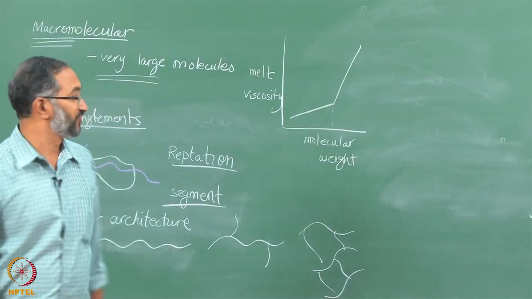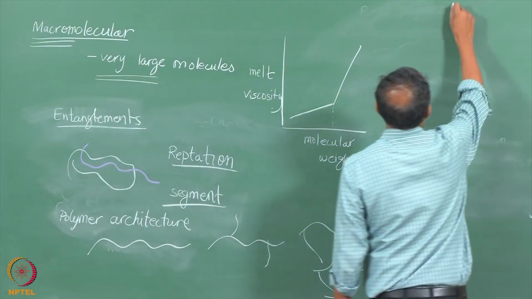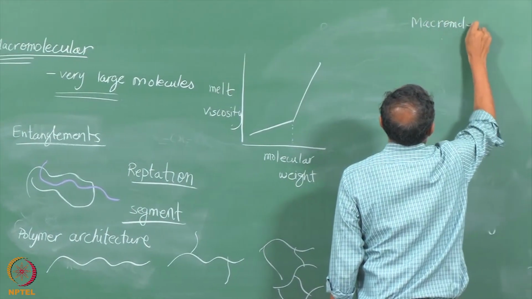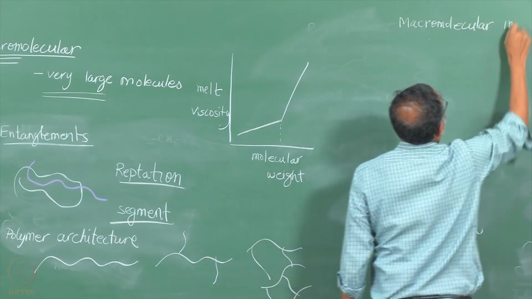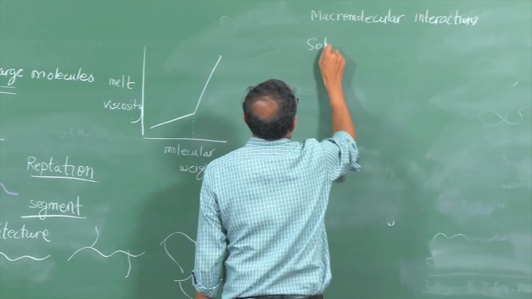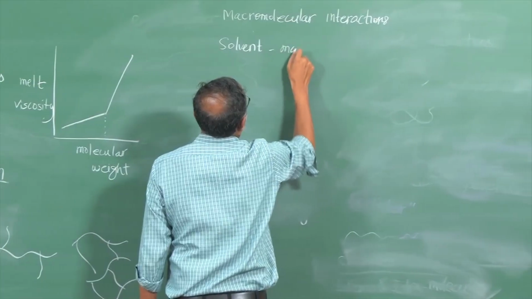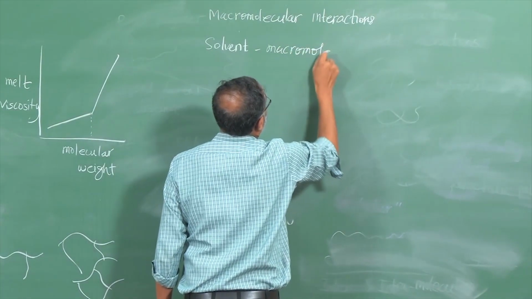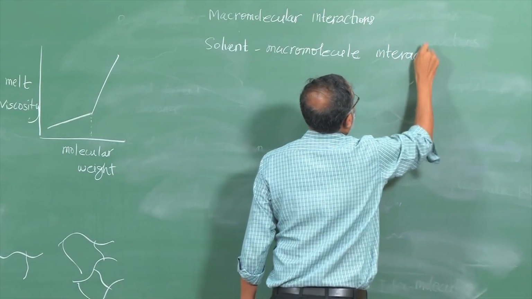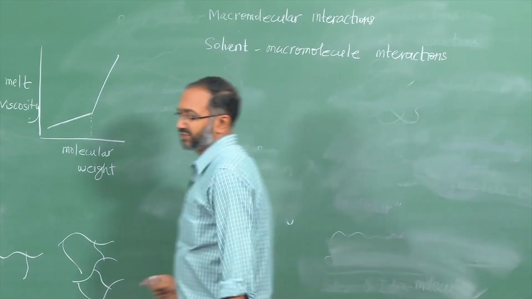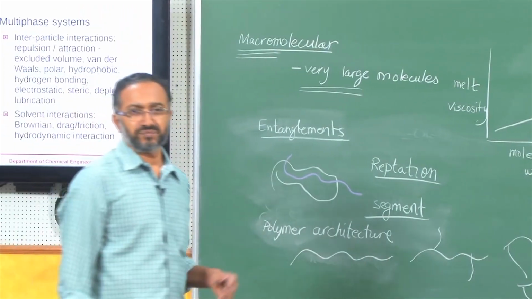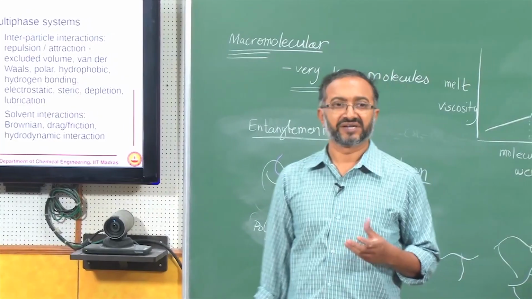So, now continuing on, having seen the macromolecular interactions, we will now see interactions between solvent and macromolecule. So, generally we tend to think here in terms of broadly three types of interactions.